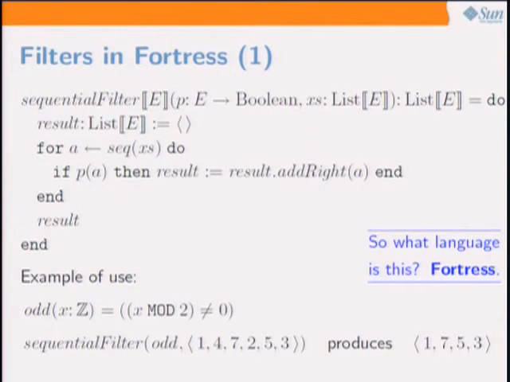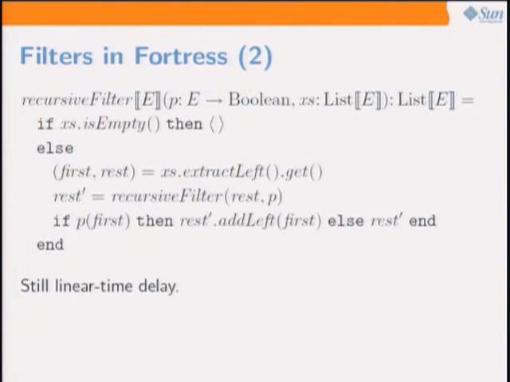Here's an example of use. If I define a function odd, which can take any integer x, notice the use of blackboard Z for the integer data type, and by that I mean bignums. Then it simply takes x mod 2 and sees whether that's non-zero. And given this predicate odd, we can call sequential filter on odd and this list of integers 1, 4, 7, 2, 5, 3, and we expect to get a list back out that contains just the odd numbers, preserving the order in the original list. Okay, so that works fine.